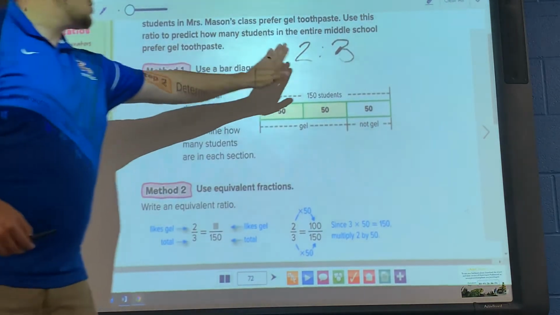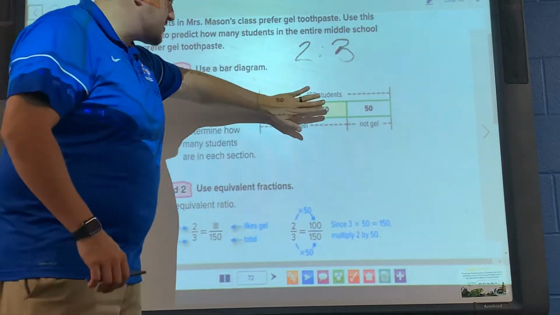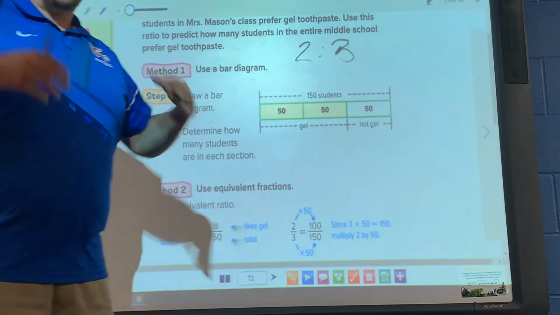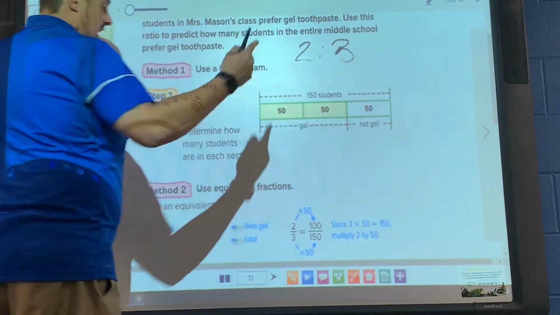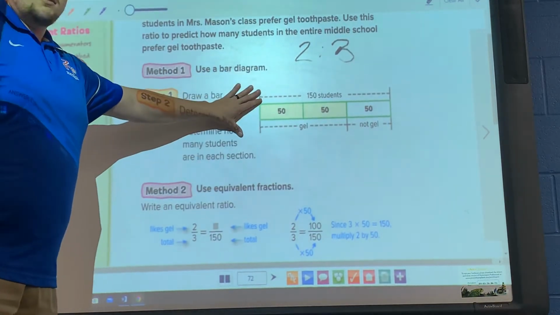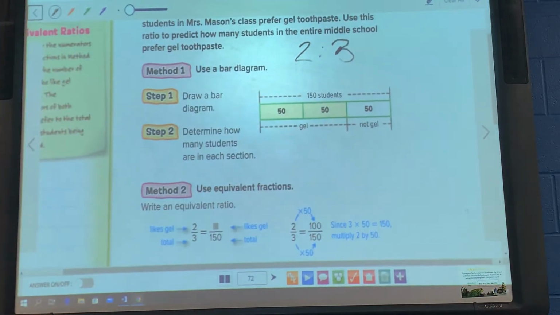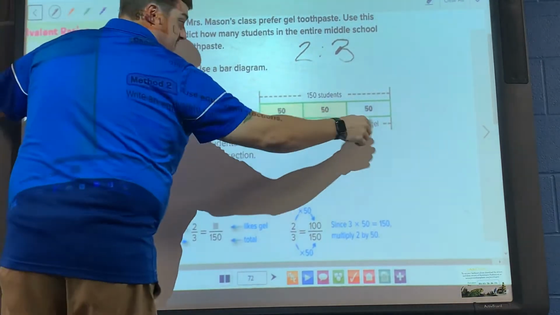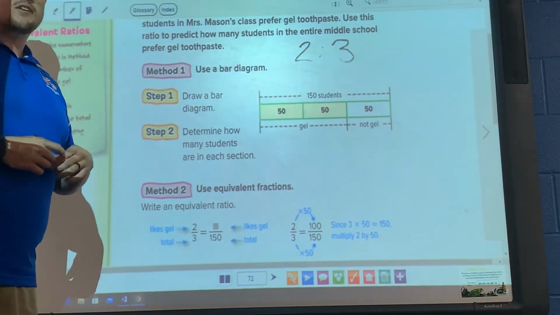Since it's 2 to 3 that prefer gel toothpaste, you have to choose 2 parts. How many students is that total? You add them up: 50 plus 50 is 100 students. So 100 students prefer gel toothpaste to the non-gel. So that's one way of doing it. That's a bar diagram. Sometimes those work out very well, sometimes they don't.